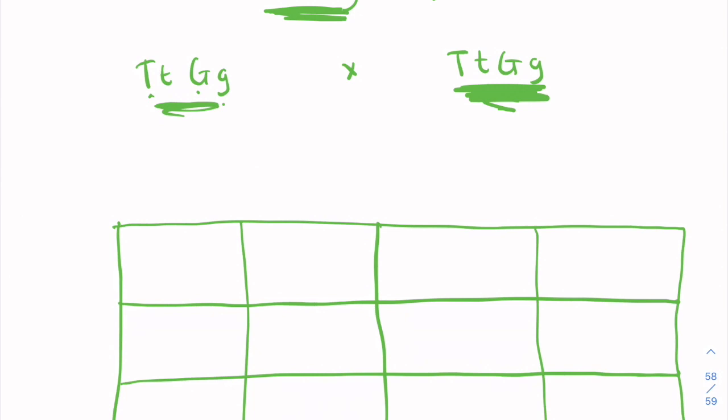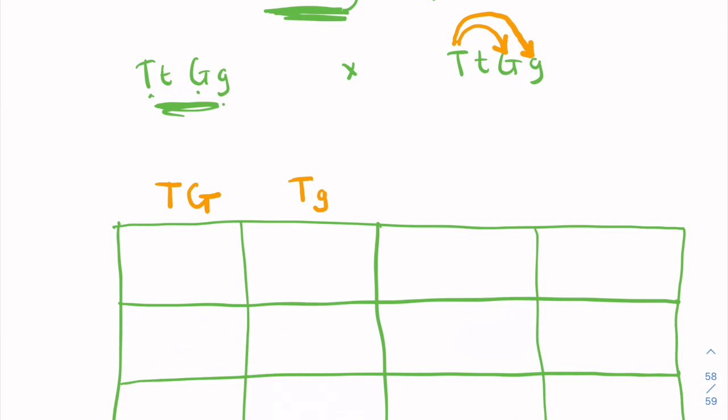Okay, but how do we figure this out? Let's do this. Here's the way I do it. I take this one right here. So look over here. And I'll say, okay, this plant can donate this T to its babies along with this dominant G. So I'm going to put a dominant T and a dominant G at the top of this column. Or it could donate this dominant T with a recessive G. So a capital T and a recessive G go at the top of this column here.